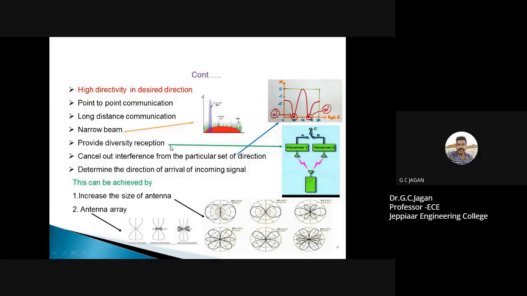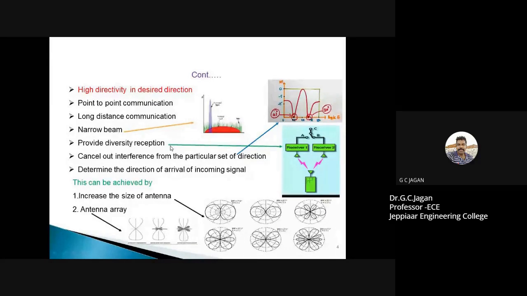To receive all the multiple copies, these array antennas can be used. Array means multiple elements, right? A multiple element antenna can be used in the receiver. Another important function is that it can be used to remove or cancel out interference from a particular set of directions. If you want to receive the signal only from a particular direction, along with that signal we will also receive some signal from other directions. That signal may interfere with the main desired signal.